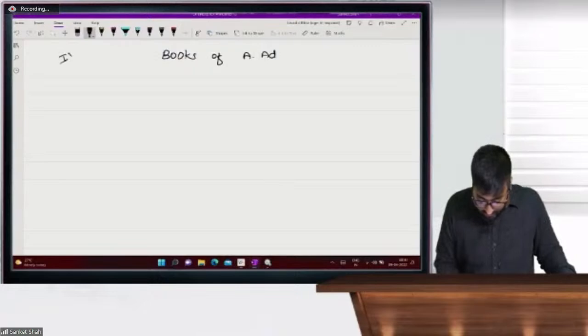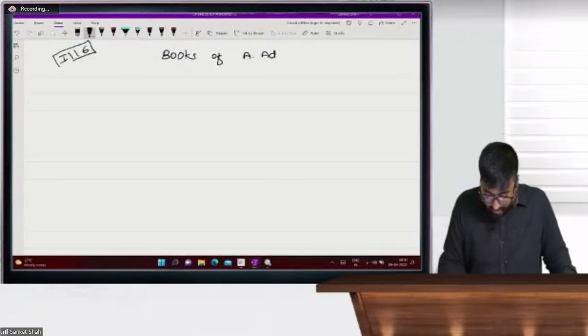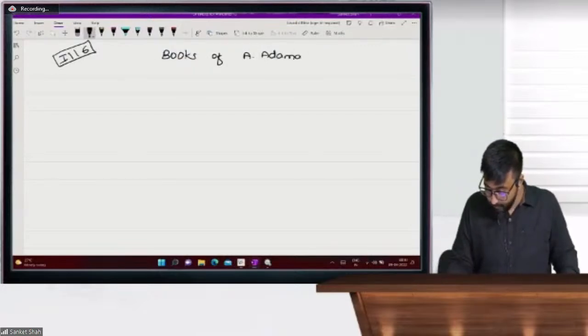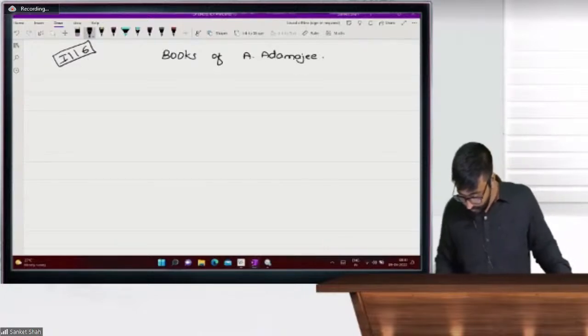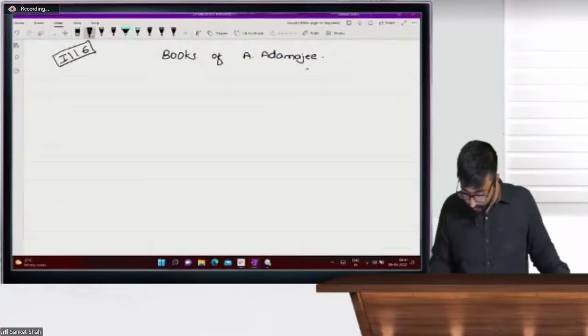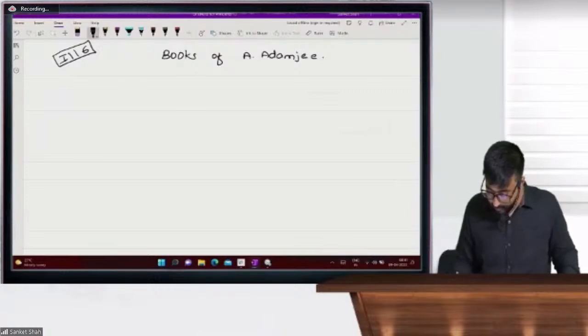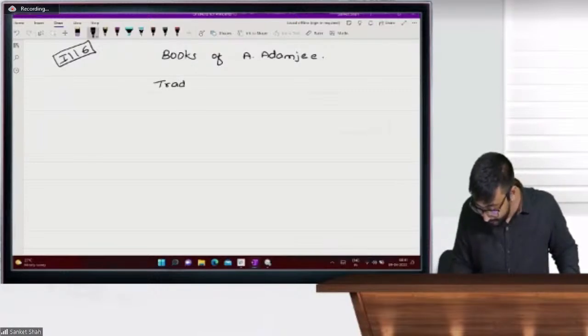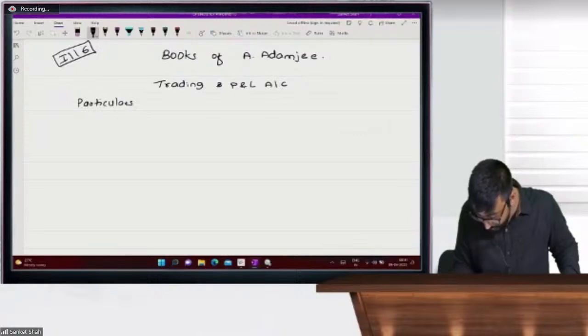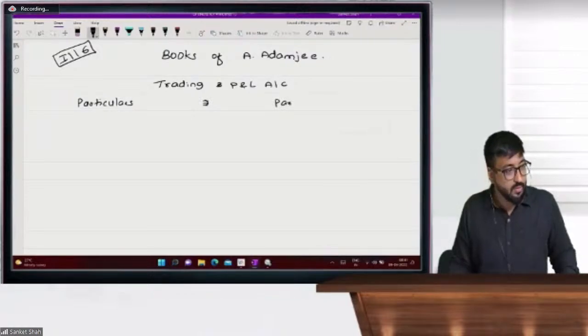First question, so I will be very slow. First account is trading and P&L account. Particulars rupees. Particulars rupees.